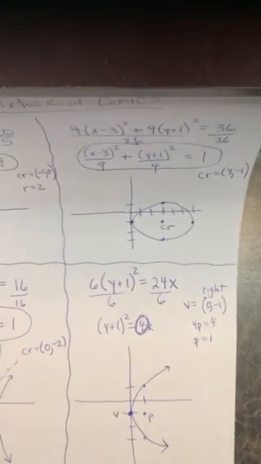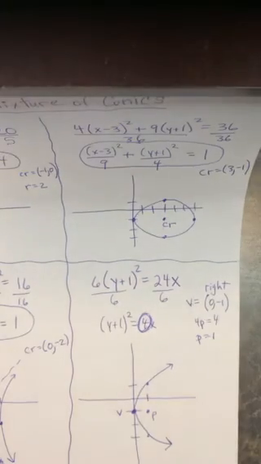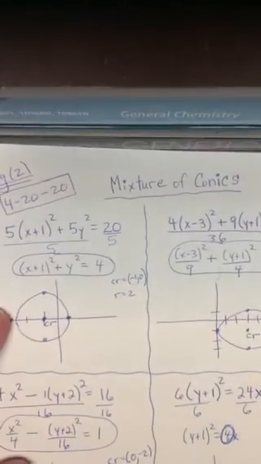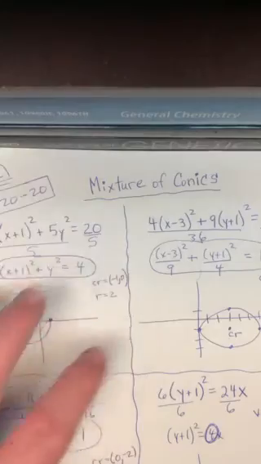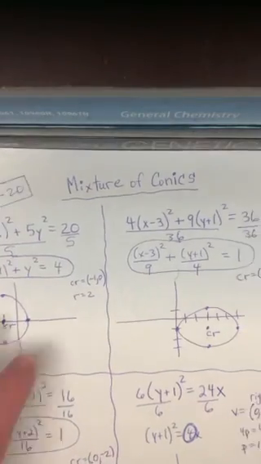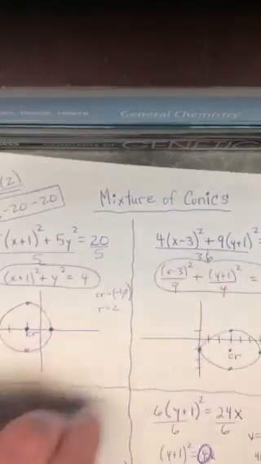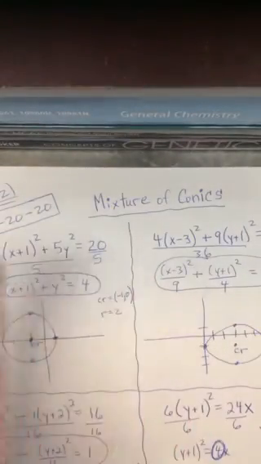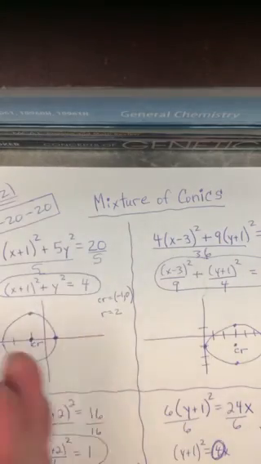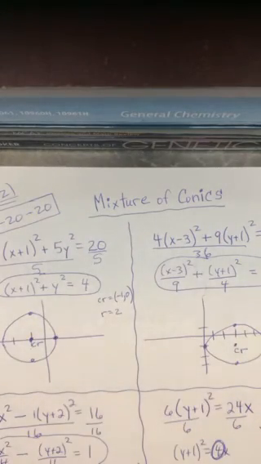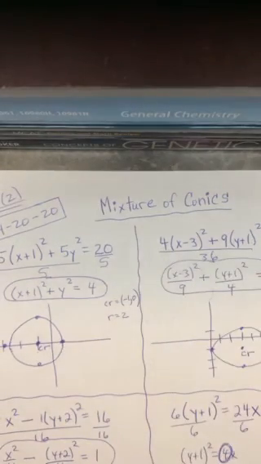Okay? So guys, just as a great exercise to end this part of the unit, the title is Mixture of Conics. I did a circle, an ellipse, a hyperbola, and a parabola, all mixed up on the same day, just to make sure you can recognize them and keep things separate. Again, as if you were taking an ACT test, okay? You'll get into a lot more depth on this topic next year.